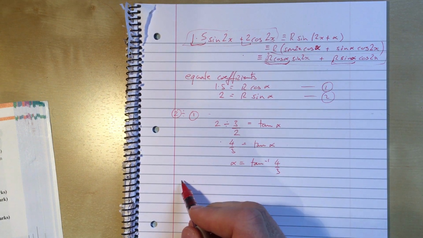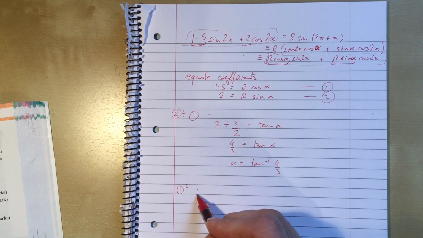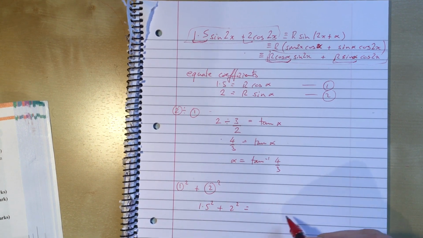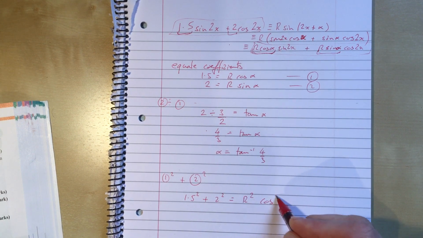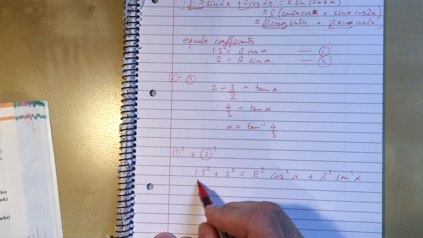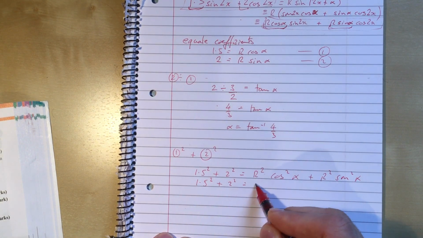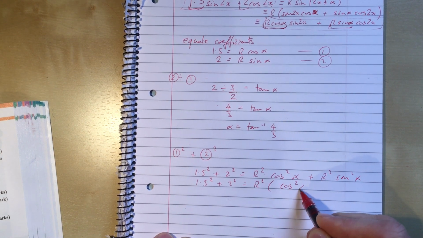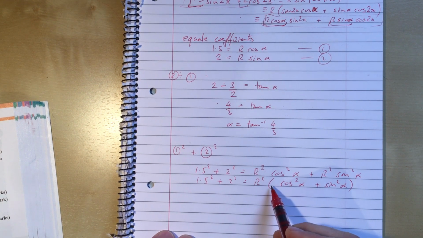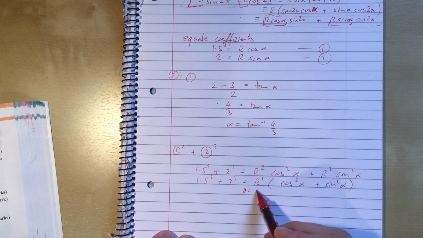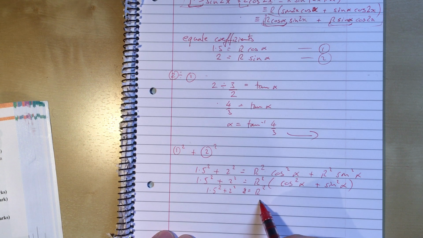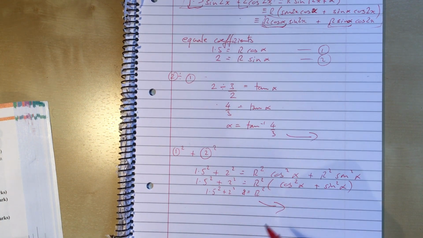And then if I do equation 1 squared plus equation 2 squared, what I'm going to get is 1.5 squared plus 2 squared on the left hand side. On the right hand side I'm going to get R squared cos squared alpha plus R squared sine squared alpha. In other words, 1.5 squared plus 2 squared equals R squared times cos squared alpha plus sine squared alpha. Cos squared alpha plus sine squared alpha is 1, so R squared is 1.5 squared plus 2 squared. You can work that out on a calculator. So there is our alpha and our R.